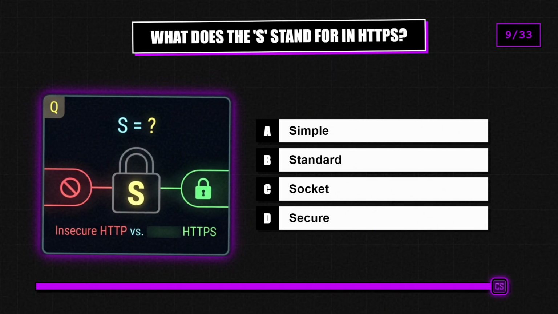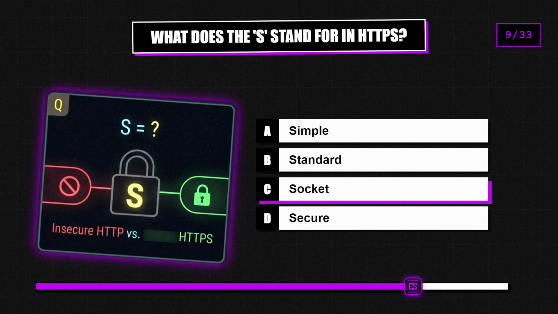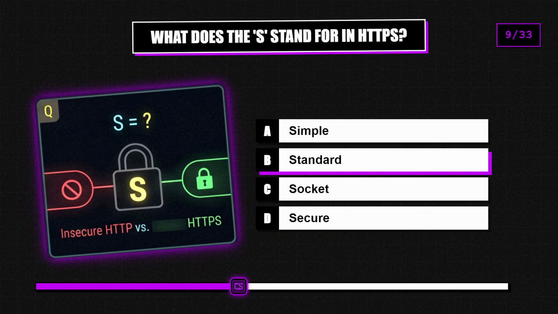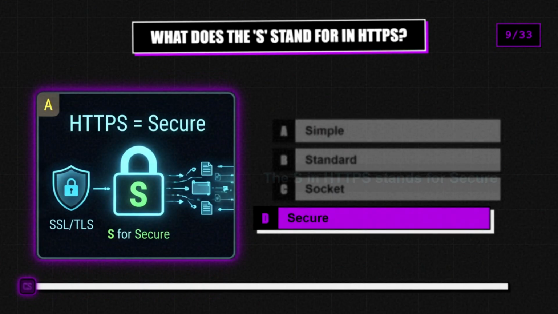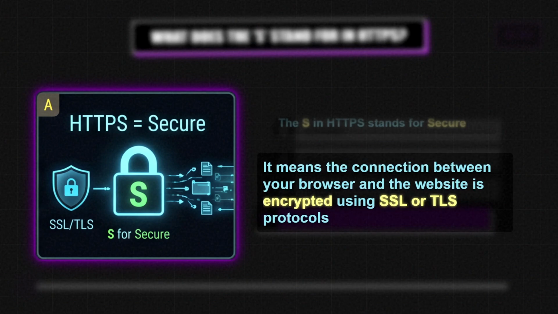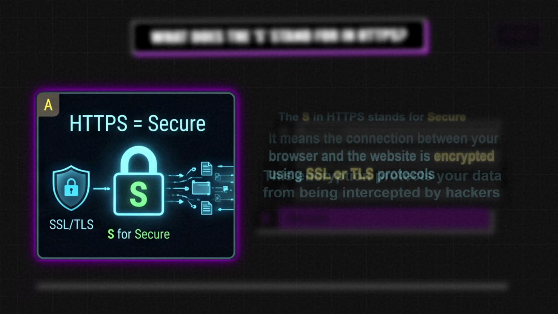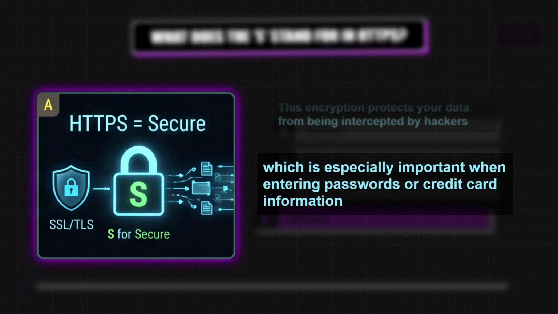What does the S in HTTPS stand for? The S in HTTPS stands for secure. It means the connection between your browser and the website is encrypted using SSL or TLS protocols. This encryption protects your data from being intercepted by hackers, which is especially important when entering passwords or credit card information.